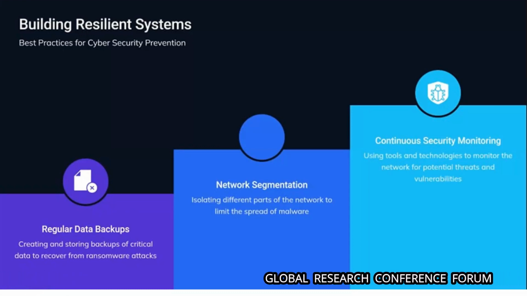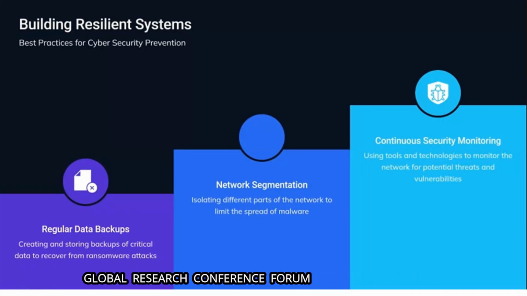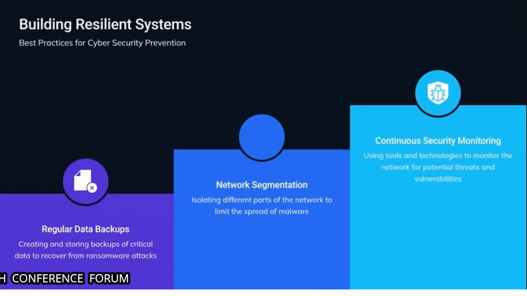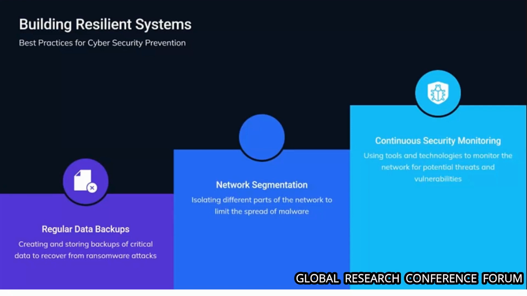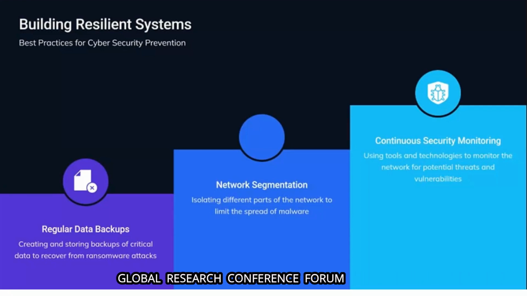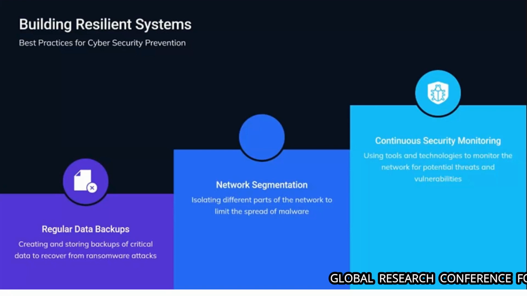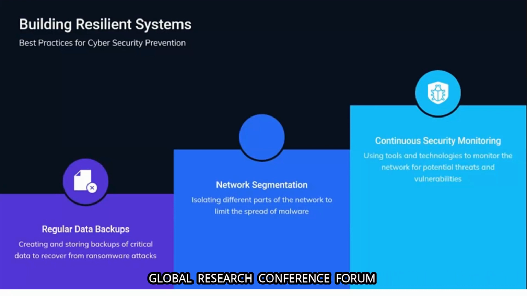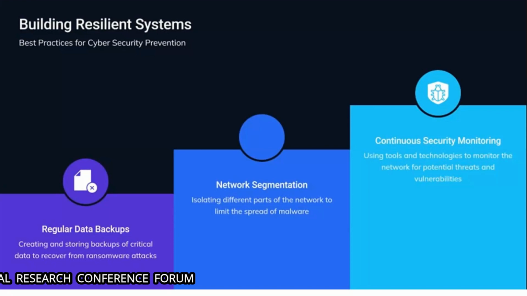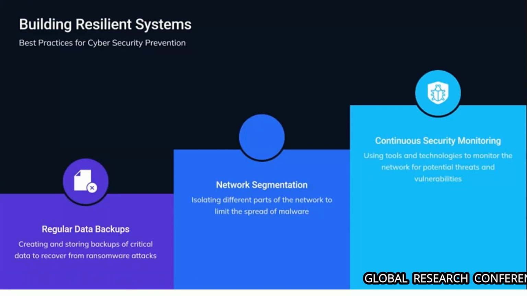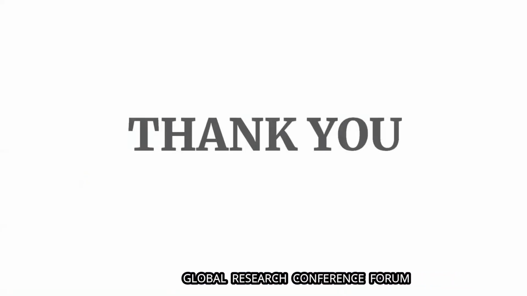And continuous security monitoring: using tools and technologies to monitor the network for potential threats and vulnerabilities. We can assign a team for data security, so that they will regularly monitor the security actions, and if there is any suspicious action, they can take immediate action and protect our data, ma'am.